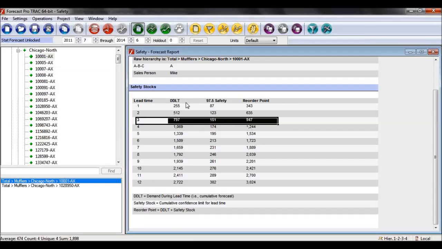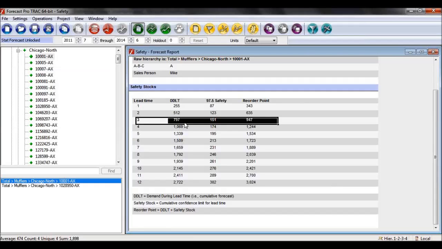We have a column called DDLT, which stands for demand during lead time. This is simply the sum of the forecast. My forecast for next month is 255. My forecast for 3 months out, so month 1, 2, and 3, sums to 797 units. So the forecast predicts I'll sell 797 units over the next 3 months.